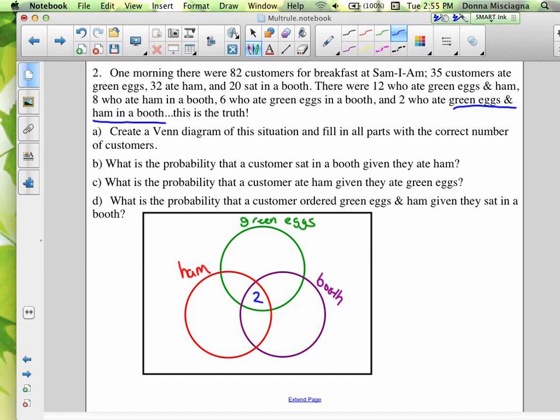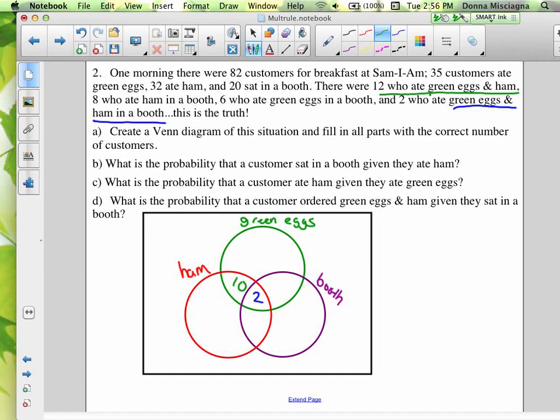There were 12 who ate green eggs and ham. All right, let's start with that one. All right, so 12 ate green eggs and ham. That includes the 2 that also sat in a booth. All right, so we won't include those 2 over here. This is just going to be 10. Together, it's 12. 2 of them also sat in a booth, and 10 of them didn't. But all 12 of them ate green eggs and ham. All right, so we got that one covered.